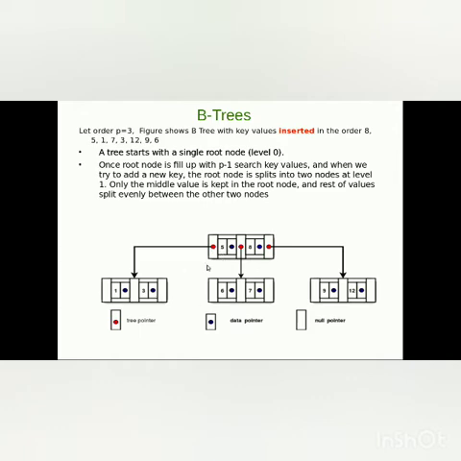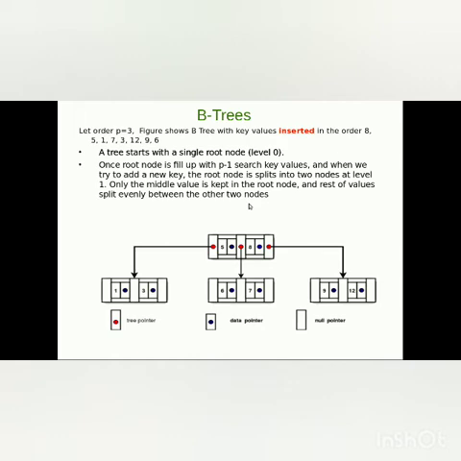These are the values. How these values are arranged we will see with an example in the case of a B plus tree. Actually, it will start filling up in the leaf nodes, and if there is not sufficient space, then it will build up and up, and that is how the tree grows. A tree starts with a single node at level 0. Once the root node is filled up with P minus 1 search key values and we try to add a new key, the root node is split into 2 nodes at level 1. Only the middle value is kept in the root node, and the rest of the values are split evenly between the other 2 nodes.